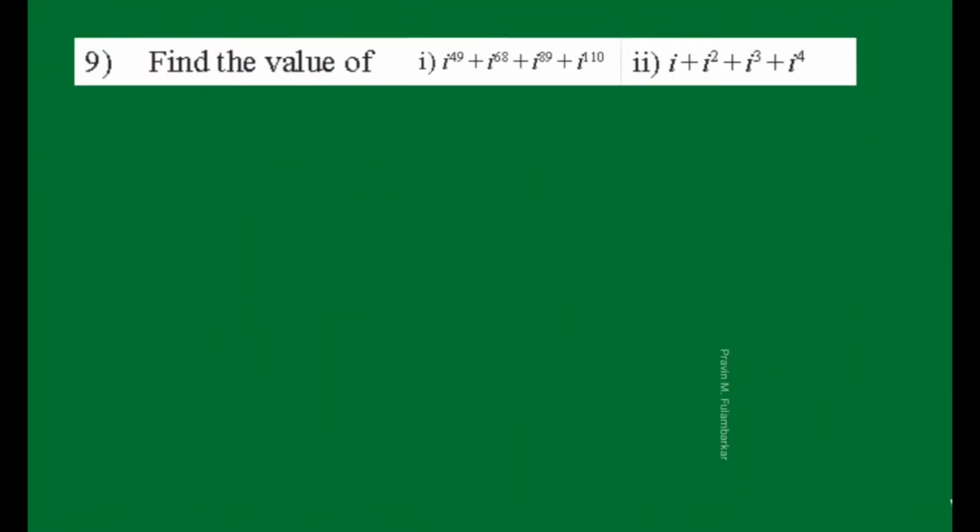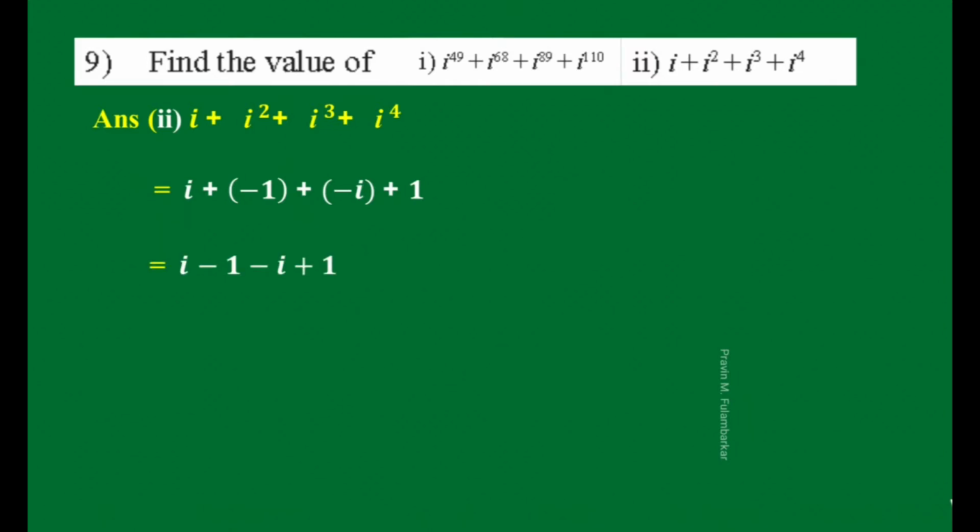Now see second sub question. i plus i square plus i cube plus i raised to the power 4. This is a very easy question, so you can solve yourself also. So just you have to replace i square by minus 1, i cube by minus i, i raised to the power 4 by 1. So here plus i minus i get cancelled, minus 1 plus 1 get cancelled, so we get here value as 0. So we write one more step, plus minus minus 1 plus minus minus i, so you can cancel the terms, so you get value 0.